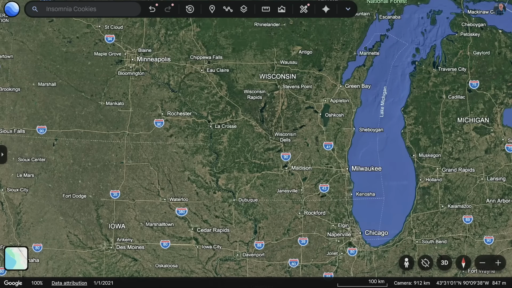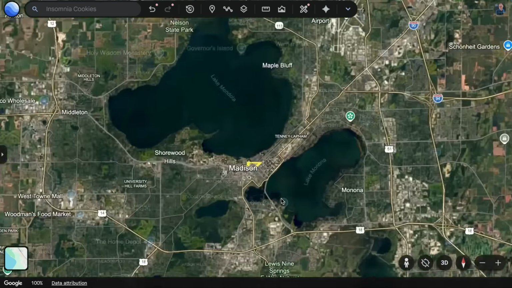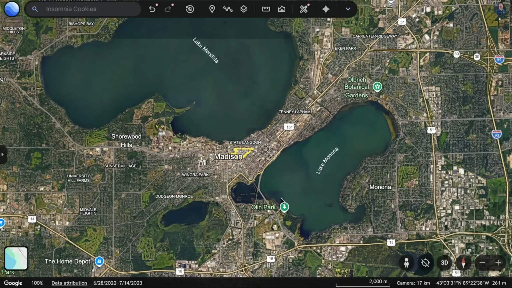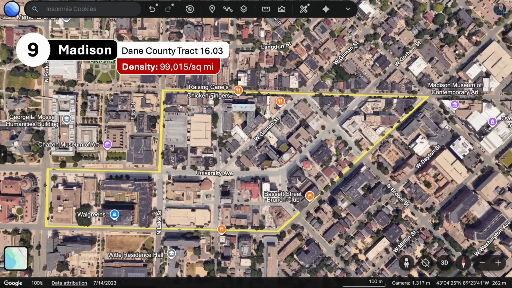We're not quite at that level yet, but number 9 is wild. We're in Madison, Wisconsin, home of the nation's 303rd most population-dense census tract, south end of downtown, State Langdon area, centered on University Avenue.